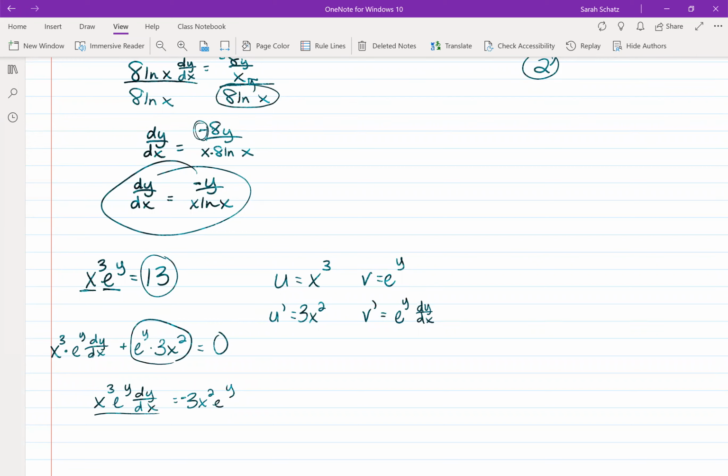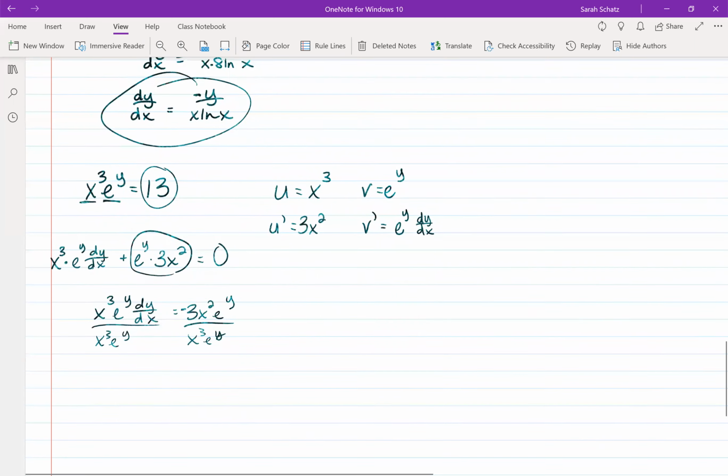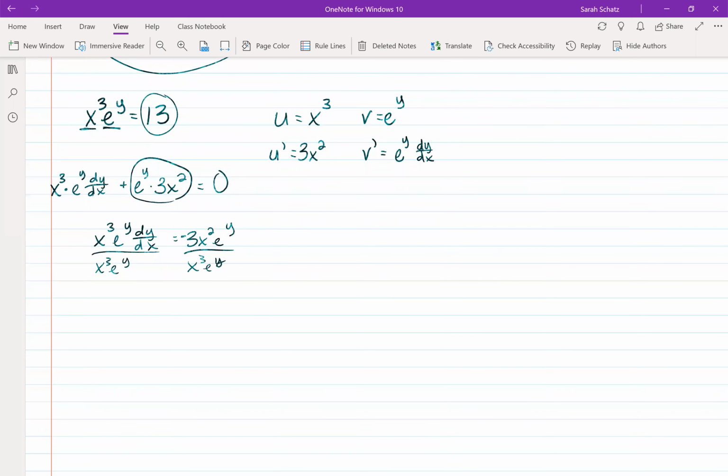What am I going to do next? Divide both sides by x cubed e to the y. Remember, I'm trying to isolate dy/dx. And I get dy/dx equals, let's just put it all together here, and then I can reduce. So on top, I have negative 3x squared e to the y. On the bottom, I have x cubed e to the y. And then I can reduce.